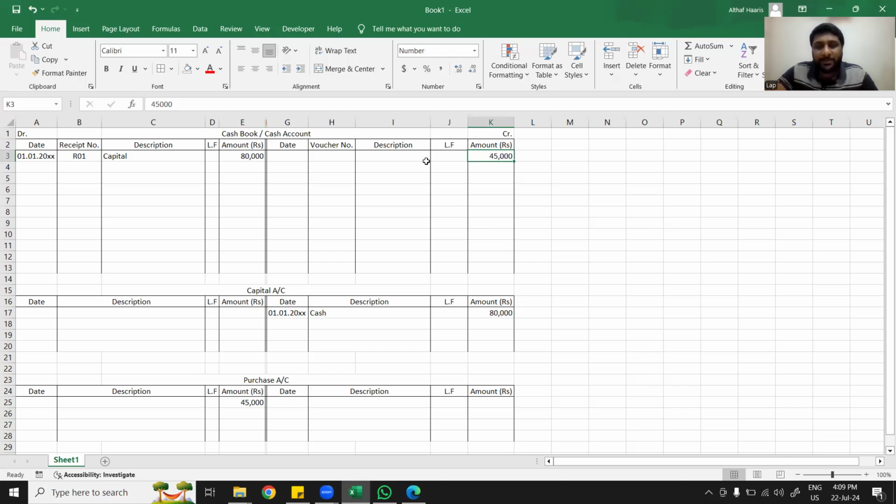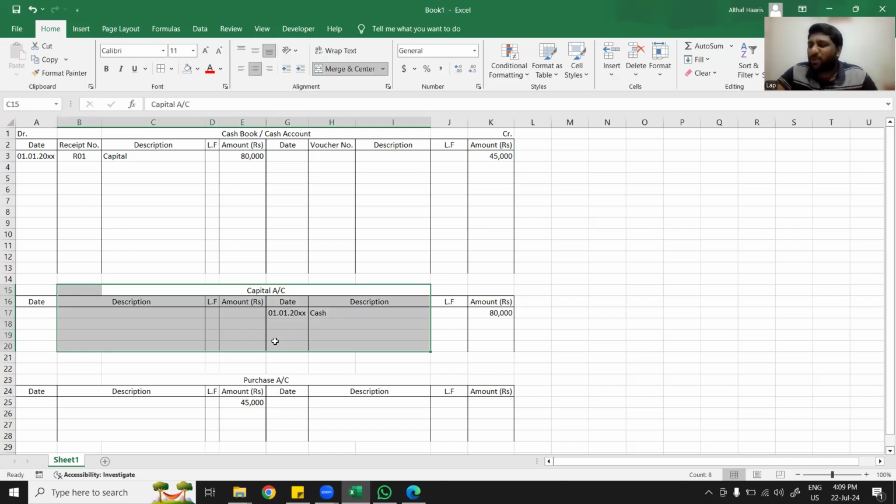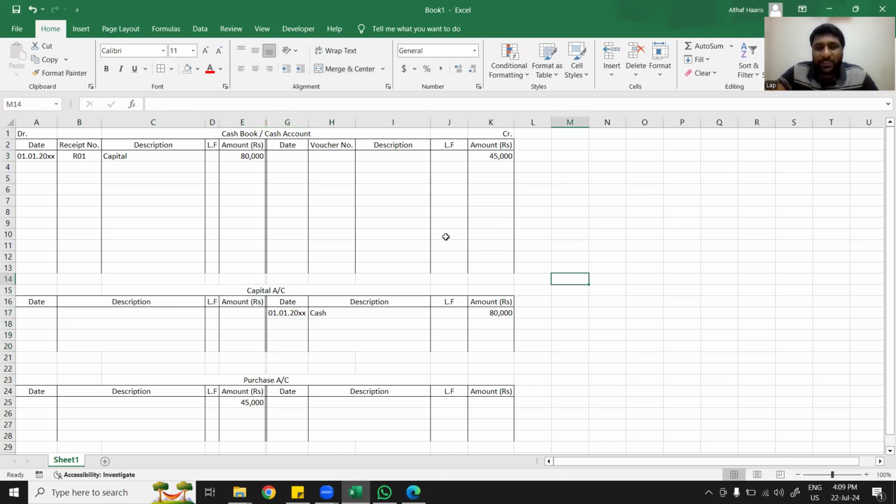So now switch the names, people. For the remaining ledger accounts, 2 lines do not come on. Even 2 lines also fine. 2, 3 lines. Just keep maybe 4 lines, just for fun. Now switch the names. Here write purchase. Here write cash.